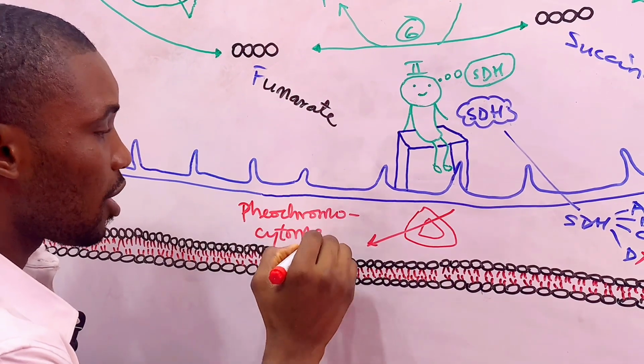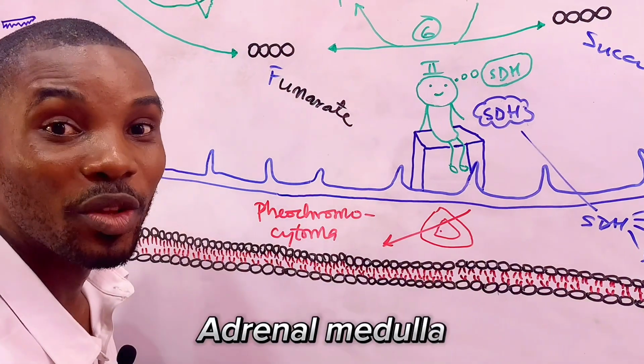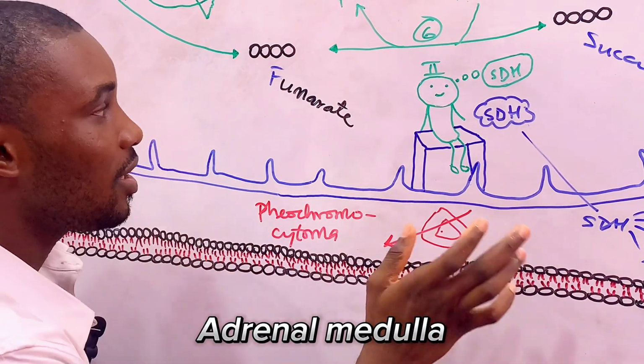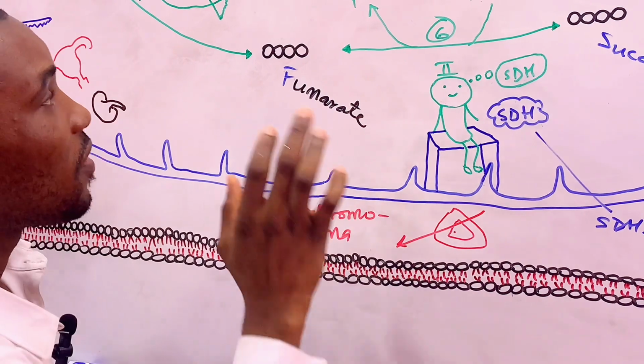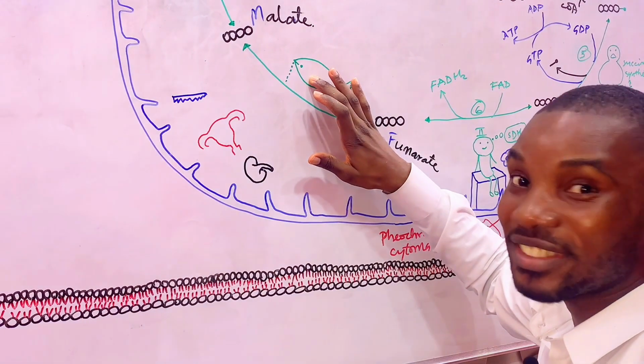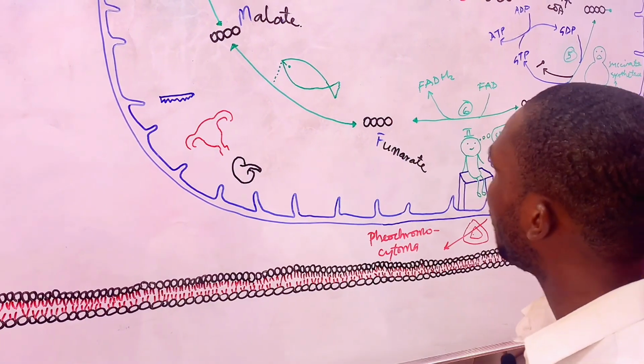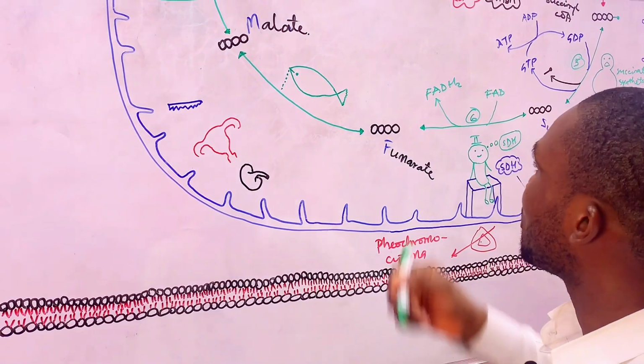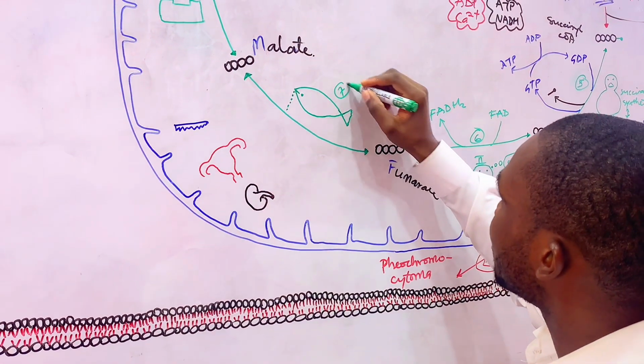Pheochromocytoma, which is a tumor of what? Adrenal medulla. Okay, that's about this boy. Now let's go over to the second to the last reaction. This is reaction 7. We're almost done, okay?